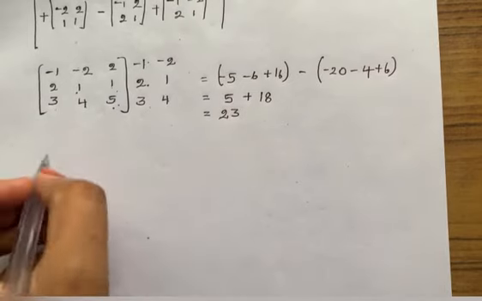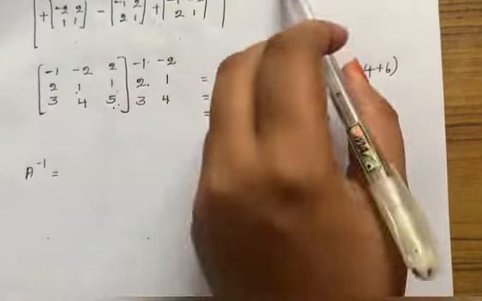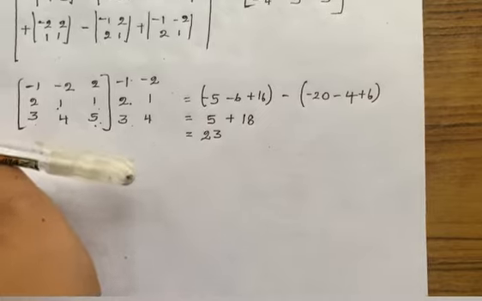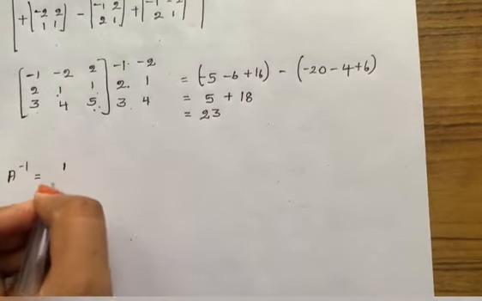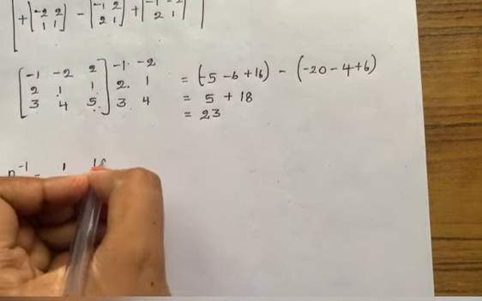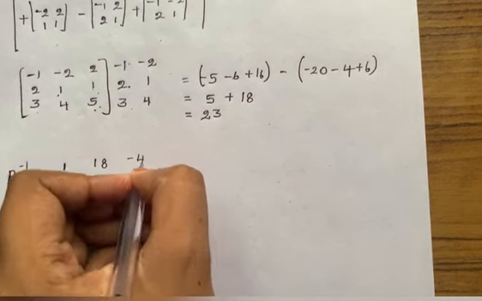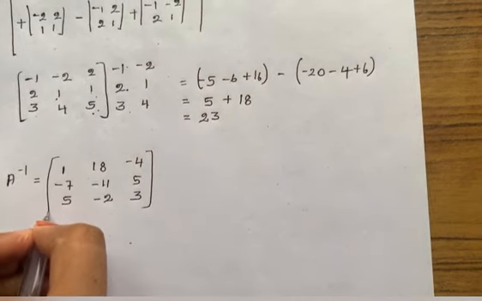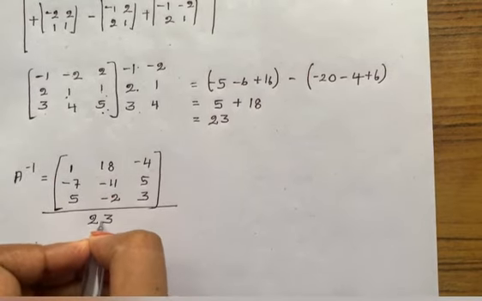So yes, I'm going to write the inverse of A. So the adjoint, we have to write the transpose of that one. So the transpose would be 1, minus 7, 5, and 18, minus 11, minus 2, and minus 4, 5, 3, over the determinant, that is 23.